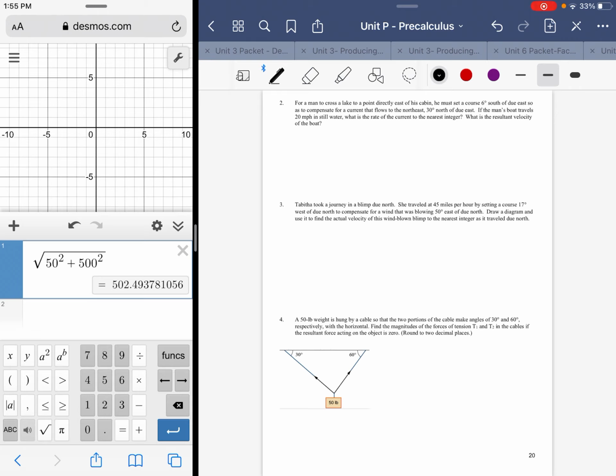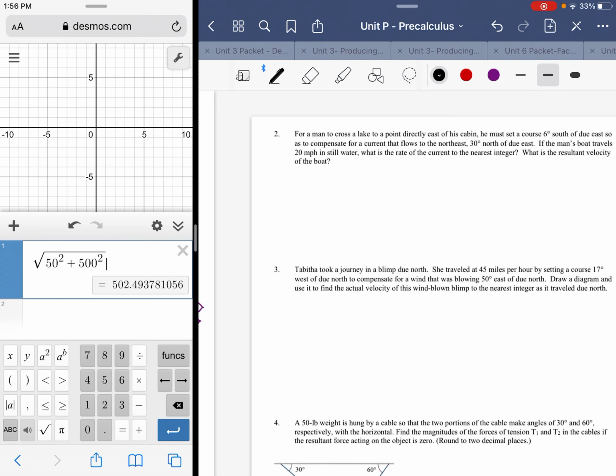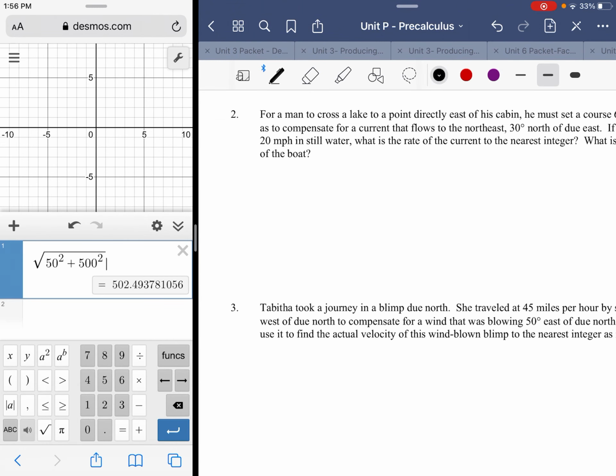So the first example: for a man to cross a lake to a point directly east of his cabin, he must set a course 6 degrees south of due east so as to compensate for a current that flows to the northeast, 30 degrees north of due east. If the man's boat travels 20 miles an hour in still water, so basically if there was no current, it would go 20 miles an hour. We'll keep that in mind. What is the rate of the current to the nearest integer?